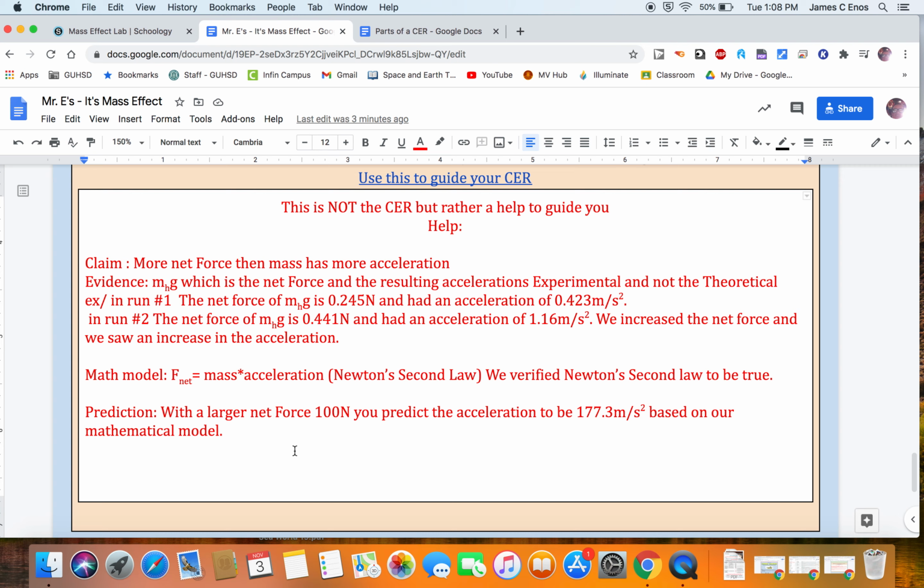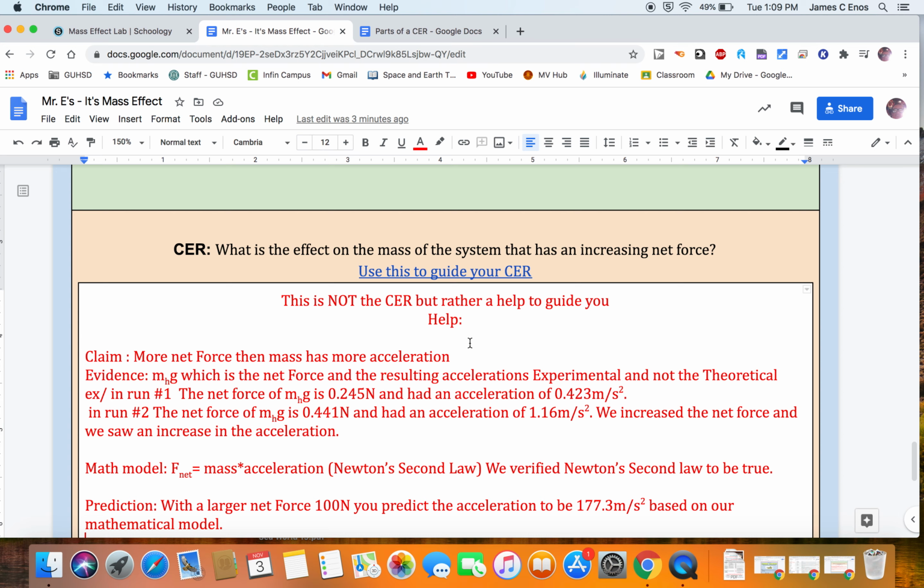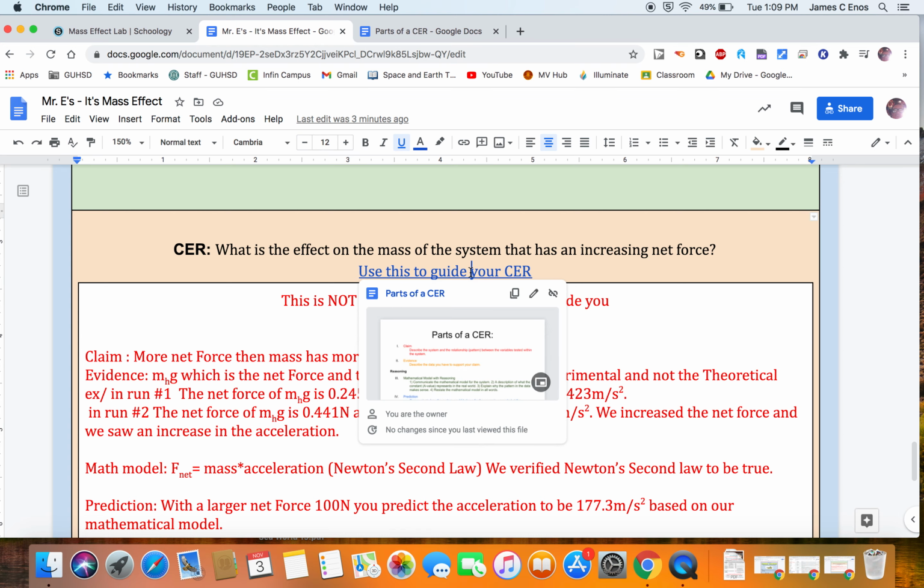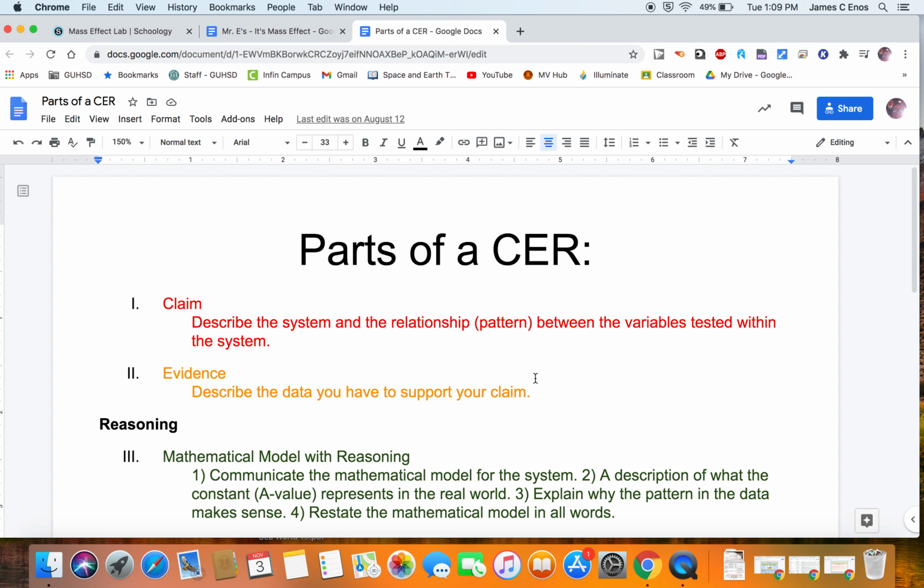The CERs I've given to you in the past have had sentence starters and some other guidance for you. You can refer to those to see how to write up a CER. For us, we can have this as guidance. We also have used this to guide your CER.